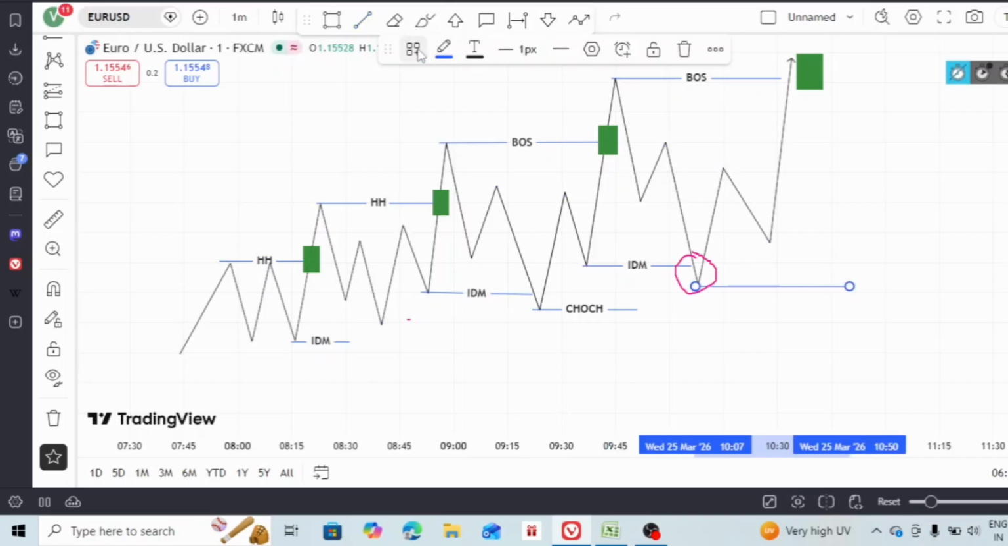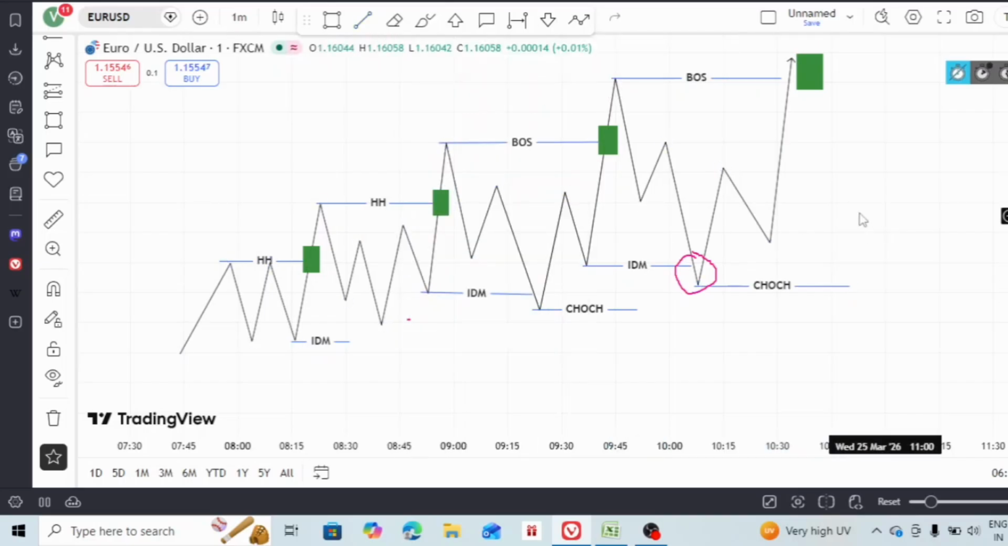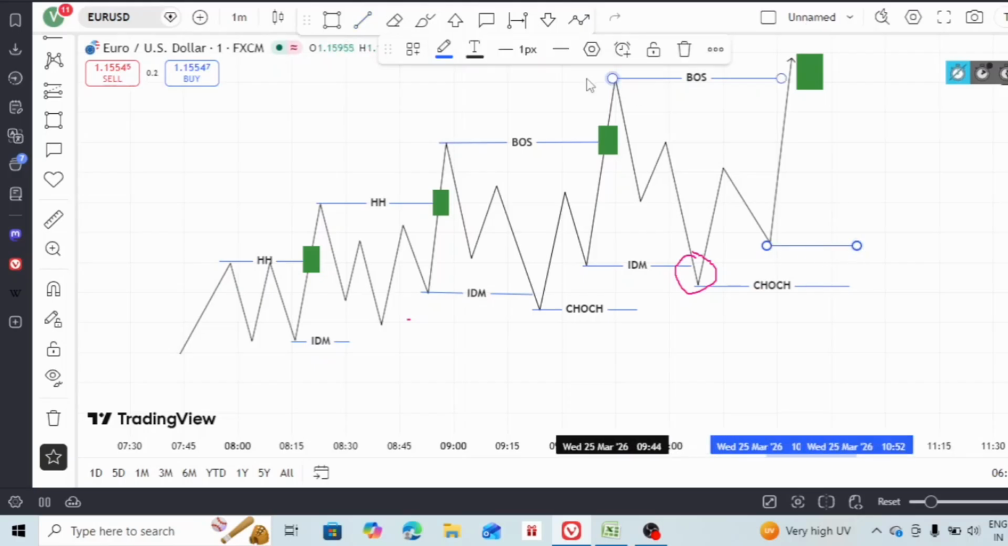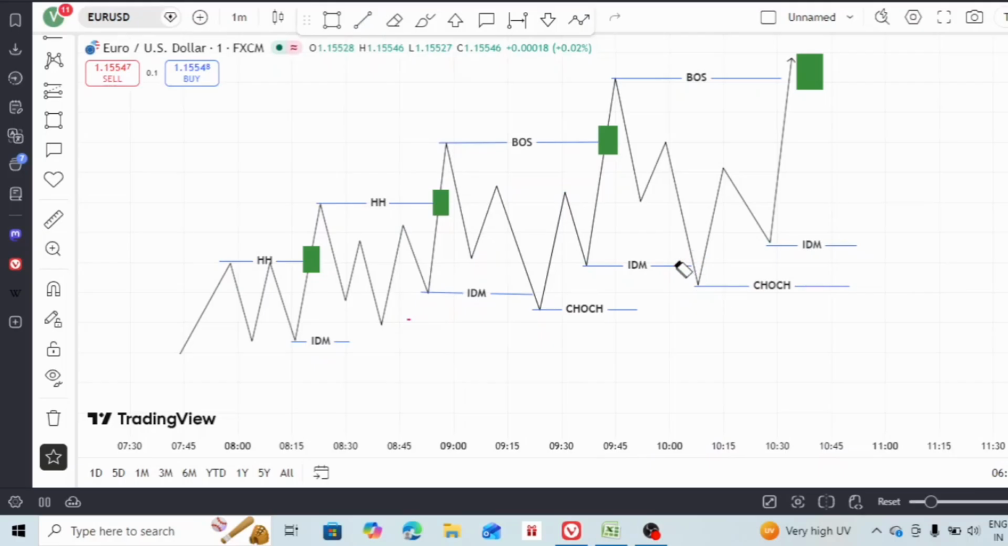So this will be our change of character. So this pullback will be our inducement. This will be our inducement, right? Okay, so our change of character level is here now, but then this inducement has been mitigated. We have the valid break of structure, so the change of character from this level will be shifted to this level. Okay, so see, this inducement is also shifting as the market moves.